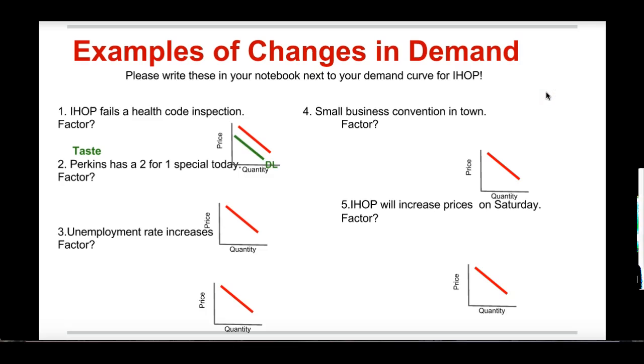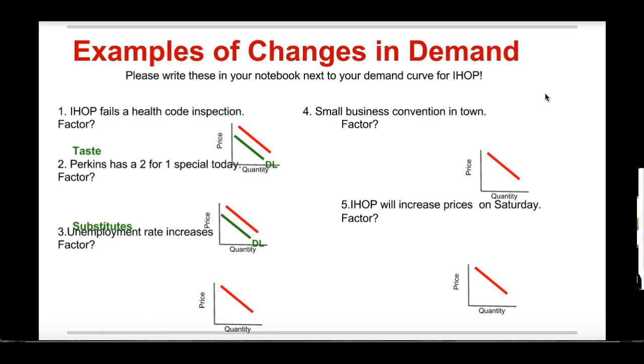Number 2 says Perkins has a 2-for-1 special today. So if you said substitutes, you would be correct. Remember, Perkins is a good substitute for IHOP. They both have breakfast items. So if Perkins has a 2-for-1 special, that means that you would more likely go to Perkins, so therefore, unfortunately, that decreases your demand for IHOP. So you should have drawn a left shift in demand.